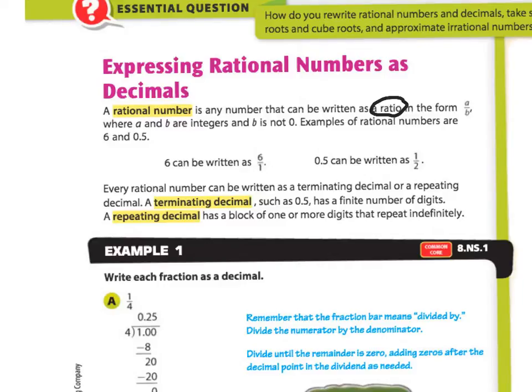Every rational number can be written as a terminating decimal. That's new vocabulary, terminating. Think Terminator, the movie, kills everything, gets rid of everything. Terminating means end. Or a repeating decimal. A repeating decimal has one or more digits that repeat forever. You'll see an example.